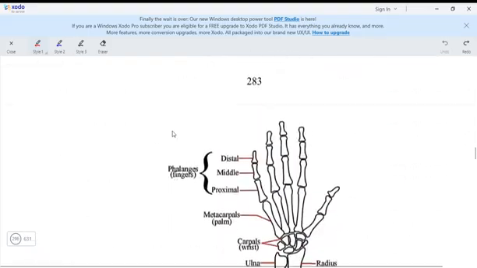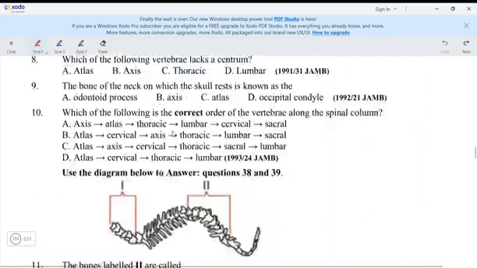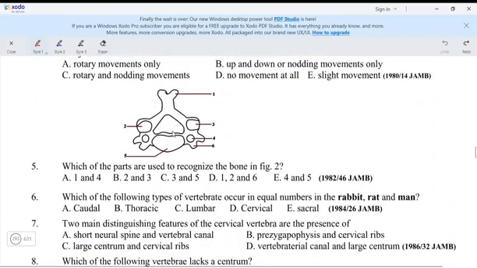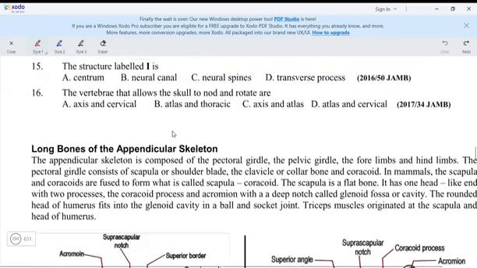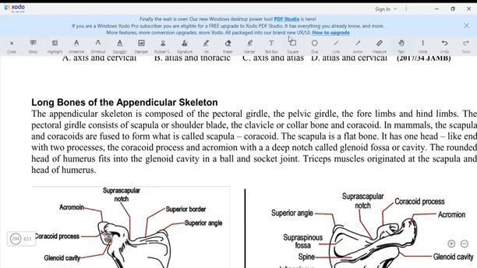So looking at the long bones or appendicular skeleton, what can we say about them? We said they are the bones that are away from the center, and I've actually listed them earlier. One of them is the pectoral girdle, which includes the scapula and also the clavicle, which is the shoulder bone. So that's the pectoral girdle.